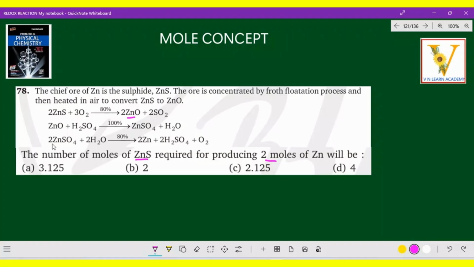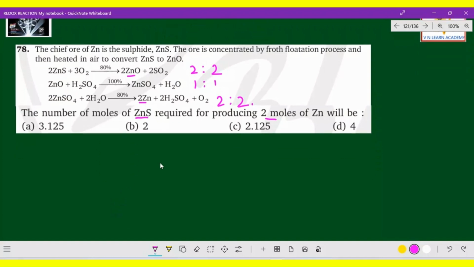And the same way, 2 moles of zinc sulfate can produce 2 moles of zinc. Okay, so that means that is equivalent. Here 2 means here also 2. Here 1 means here also 1. So that means 2 is to 2, here 1 is to 1, and then here also 2 is to 2. So that means it is equal. 1 mole of zinc sulfide is 1 mole of zinc oxide. So in that way, here everything is the same.